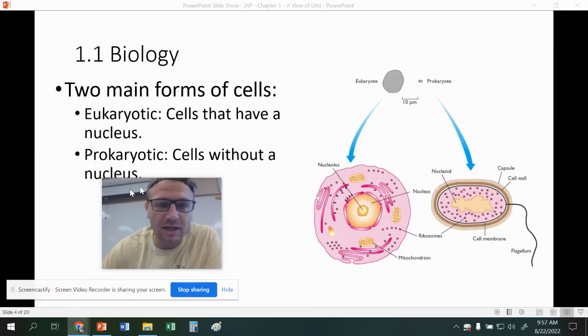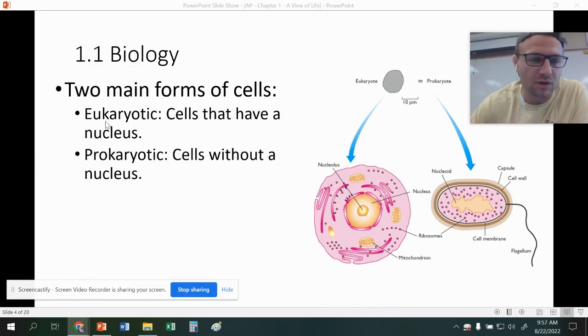All right, two main types of cells. We have eukaryotic and prokaryotic. You should know these terms on the first day of class. There's a lot to learn about them, but I would know the basics. The basics are eukaryotic cells, they have a nucleus. Prokaryotic cells, they don't have a nucleus. One thing you're going to also notice is eukaryotic cells are much bigger and they're much more complex, while prokaryotic cells are very small and they're kind of simple.